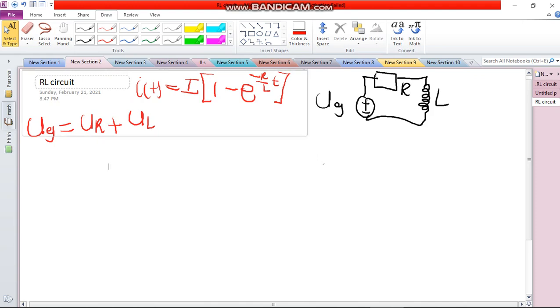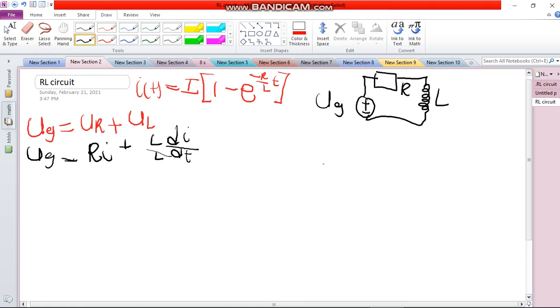So this is Ug equals to, according to Ohm's law, we multiply the resistor and the current, and this is L di by dt. If you look at this equation, this is a linear ODE. So to solve for I, I have to divide by L.